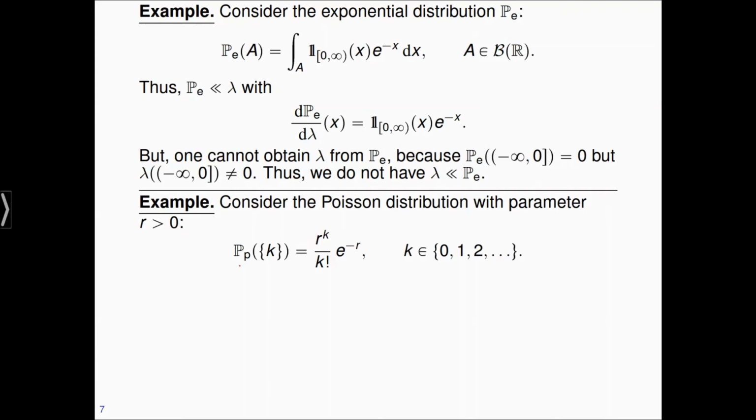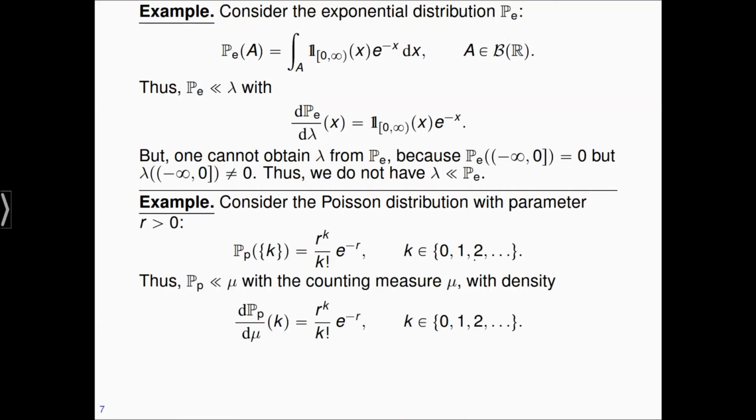So the Poisson distribution is given by this formula here. The probability of the set with only the k in it is r to the k divided by k factorial times e to the minus r, for k equals 0, 1, 2, and so on. And if we compare this to the counting measure, then indeed we see that the Poisson distribution is absolutely continuous with respect to the counting measure, and the density is given by these probability weights here.